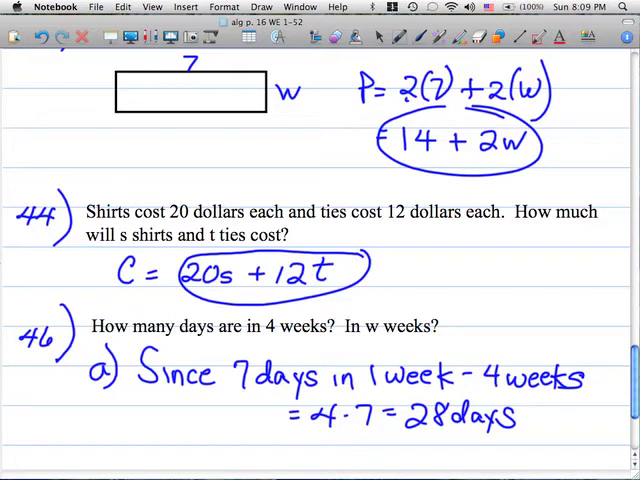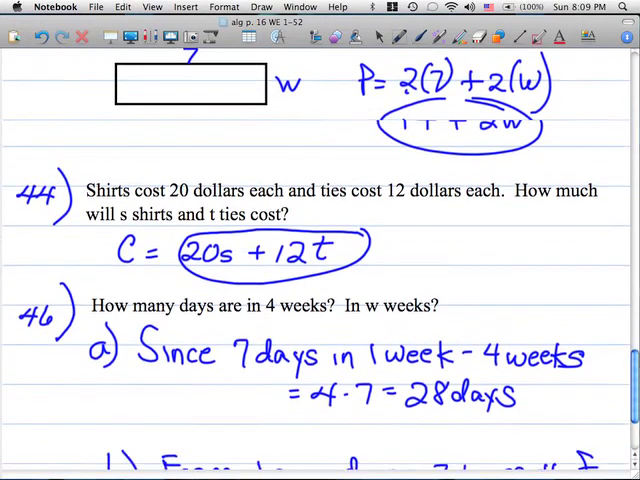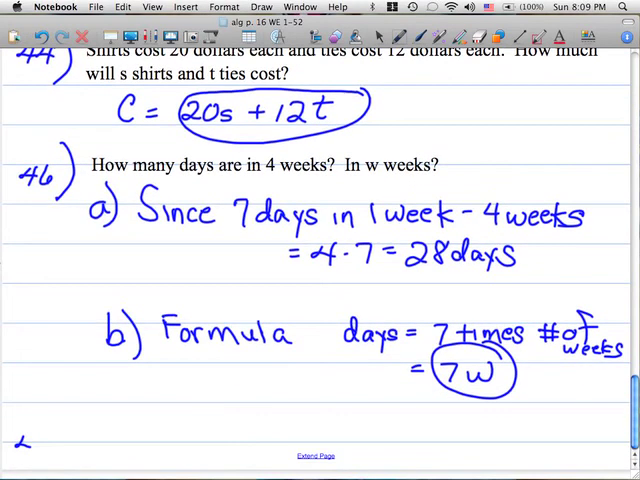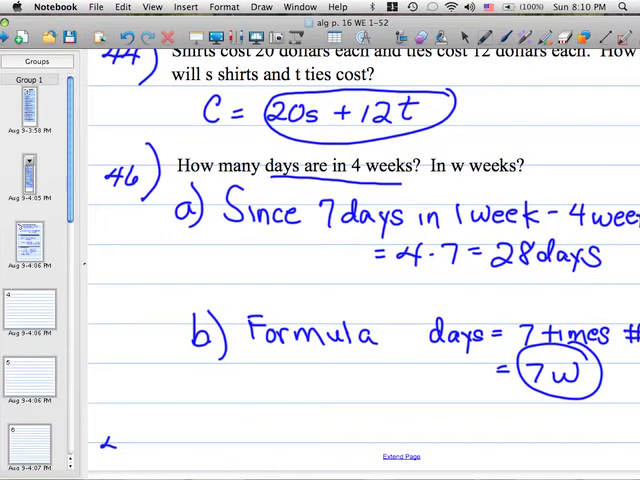Number 46, again, these are 2 problems, so make sure that you watch out for the odds, that you realize you have 2 different problems in each of these. This one says, first of all, how many days are in 4 weeks? Since there are 7 days in 1 week, and we have 4 weeks, we would take 4 times 7 and have 28 days. That gives us the formula that we take in order to figure out how many days in a certain number of weeks. We take 7 times the number of weeks. So our formula would be 7W. Remember, those are 2 different problems.